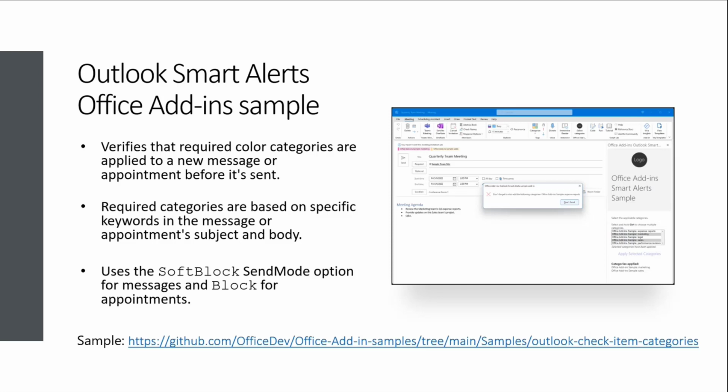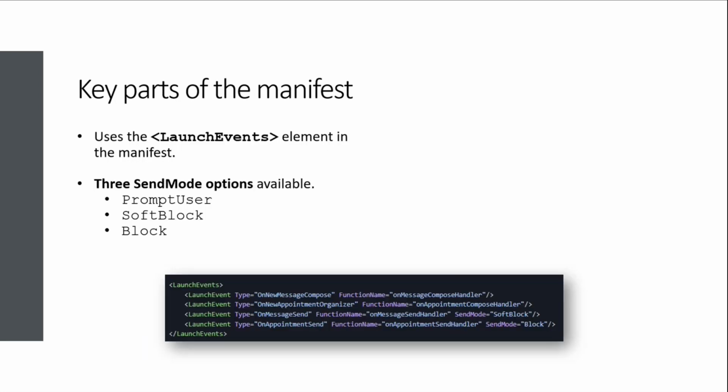We would love for everyone to take a look, test this sample around, and just get to know the feature a little bit more. So a few key parts of the manifest that's specific to event-based activation add-ins and smart alerts in general.